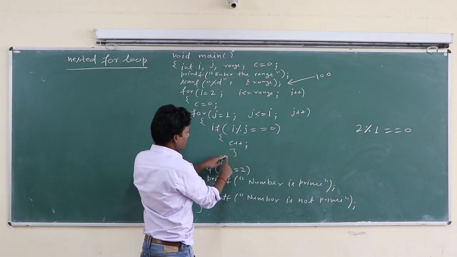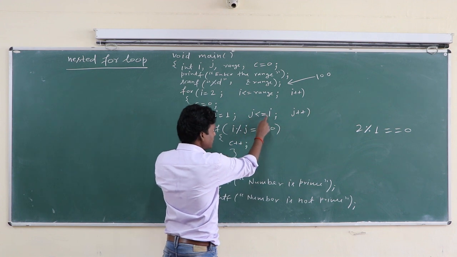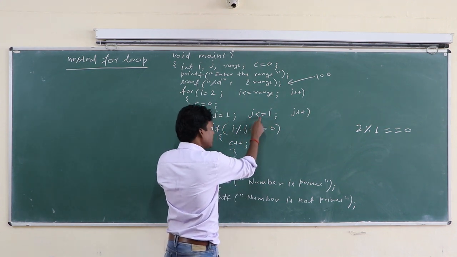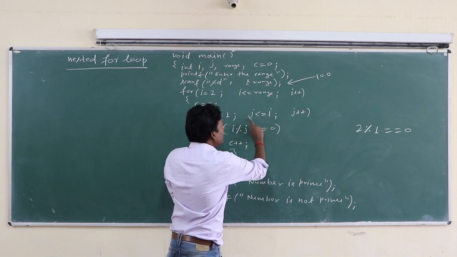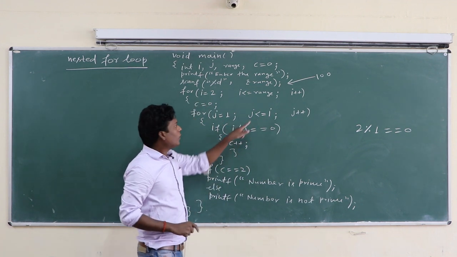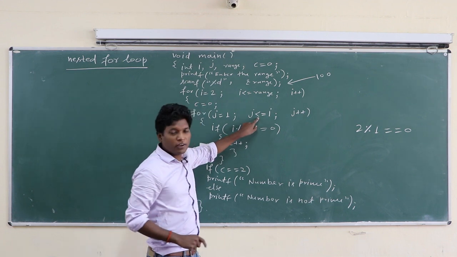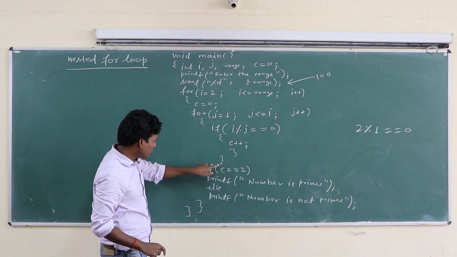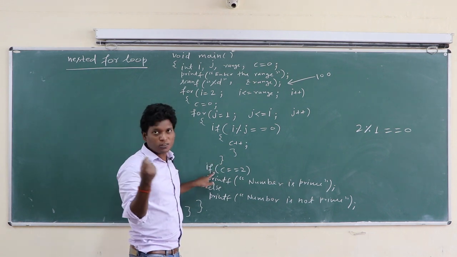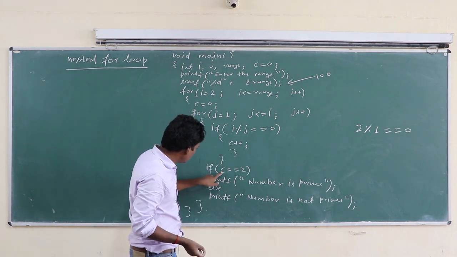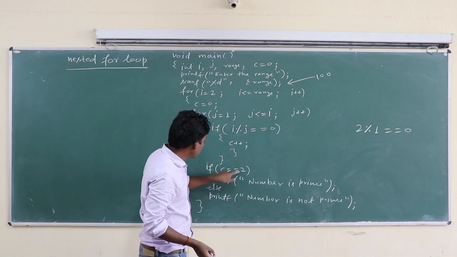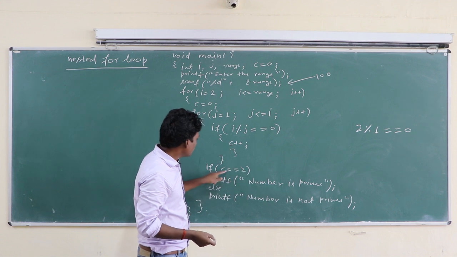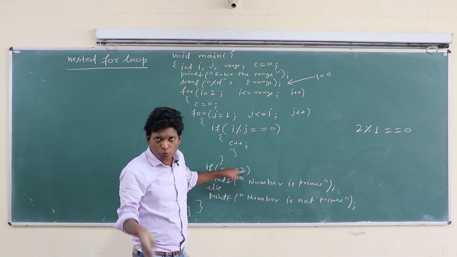Again j plus plus, and j becomes 3. Is 3 less than or equal to 2, because i is 2? No. Now the condition fails. When the condition fails, control exits from the loop. So control exits from this loop, and c has the value 2. Now if c equal to 2, this time it is true, because c has the value 2 and this is also 2. 2 equal to 2, true.